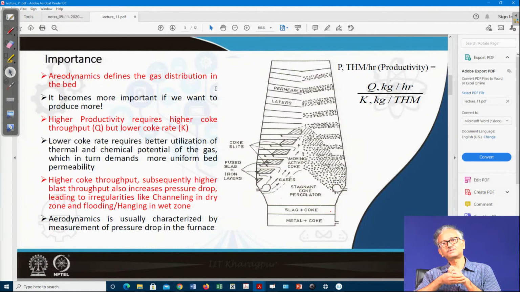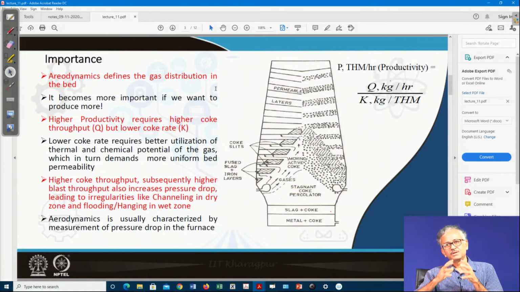Then, what is the problem with channeling? The problem is that you are not utilizing your gas. Since the gas cannot interact with most of the solid, your gas remains unutilized with respect to both its chemical potential as well as its thermal potential. The gas has two purposes. One is to supply heat to the solid so that it gets heated up, and another is the reaction. Through the reaction, mass transfer takes place: basically, CO moves in, it reduces, and CO2 comes out.